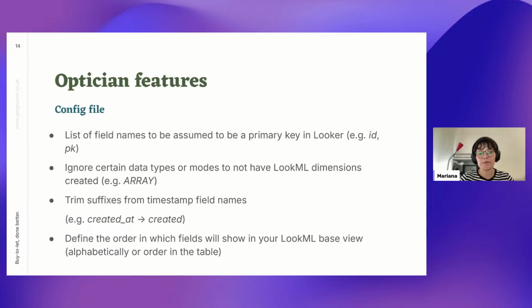There's also the option to trim the suffixes in your timestamp field names. For example, if you have a field in your table named created_at, it can be renamed to created, so your field would show up as created date in your Explore. We can also choose to order the fields in the generated view, either by alphabetical order or following the order of the fields in the table. There are some other configurations, but you can check them in the README later. I found these were the most relevant ones.